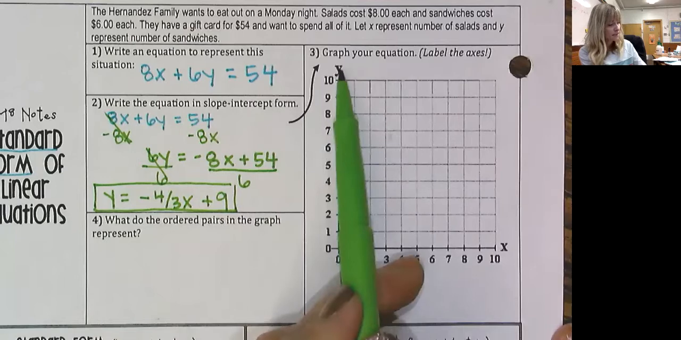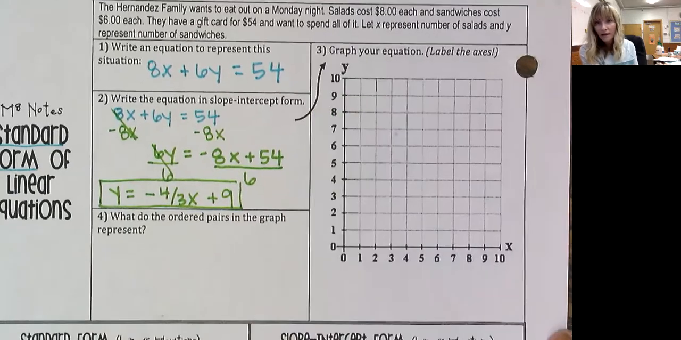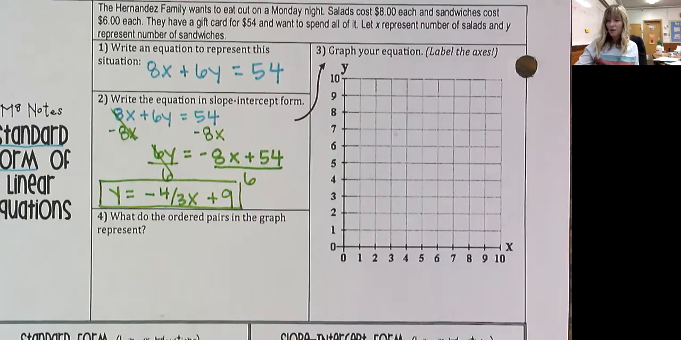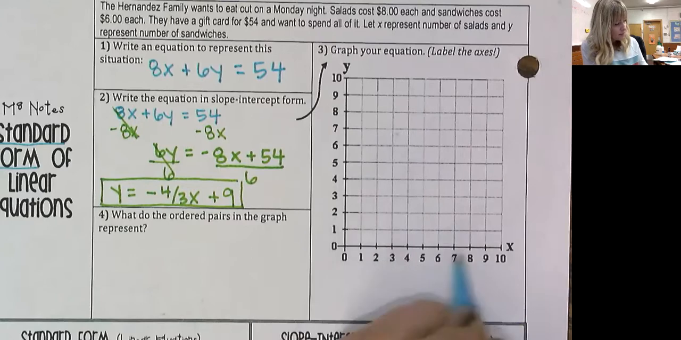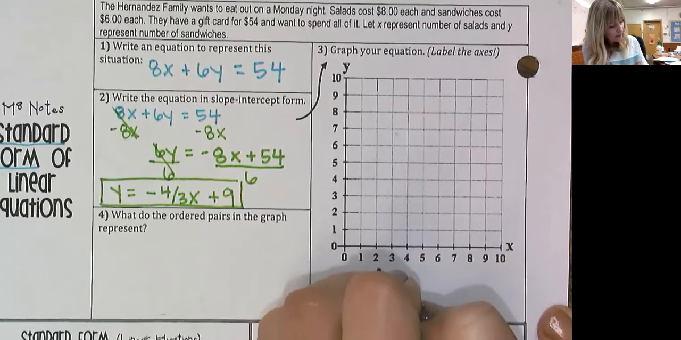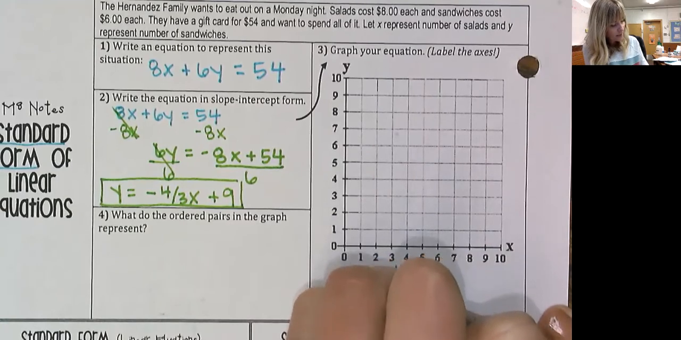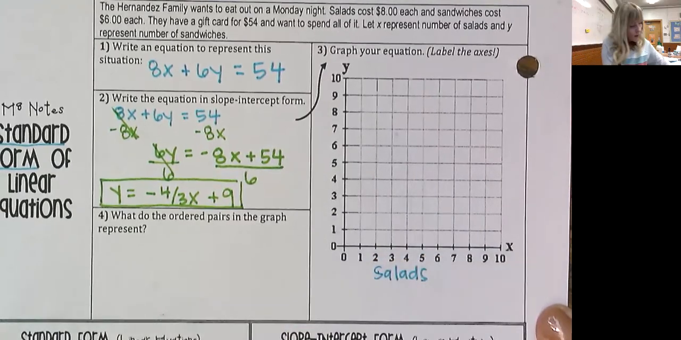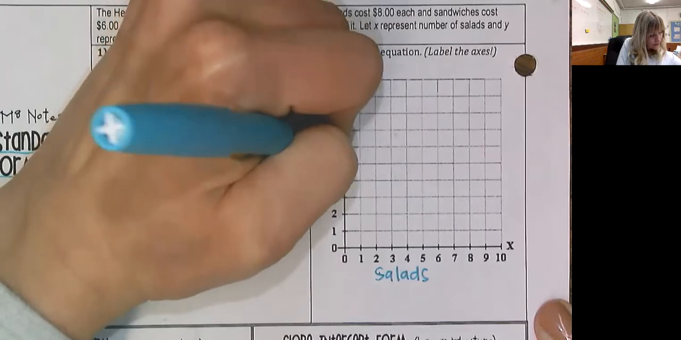See this arrow over here? It says do this now. Now I can graph this equation because I changed it into slope-intercept form. So let's come down here. It says label the axes. That means what does x represent? Well, it told me up here, number of salads. So the x-axis is how many salads. And the y-axis is sandwiches.